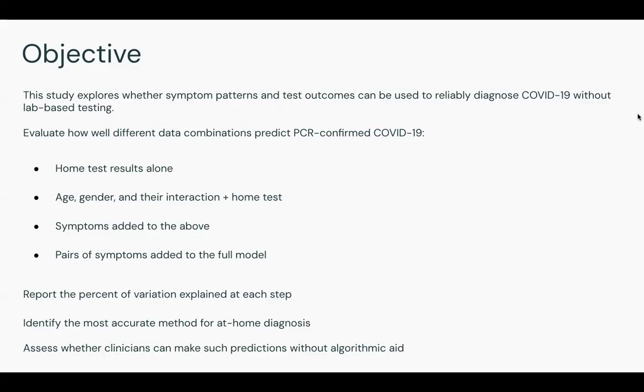We will make sure to report the percent of variation included at each step, which is the McFadden R-squared value, and we will be identifying the most accurate method for at-home diagnosis through the use of different informatics skills. Overall, we will be able to assess whether clinicians can make such predictions without having the proper algorithmic aid.